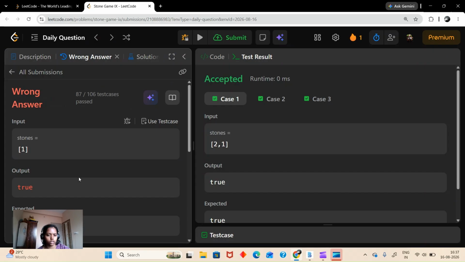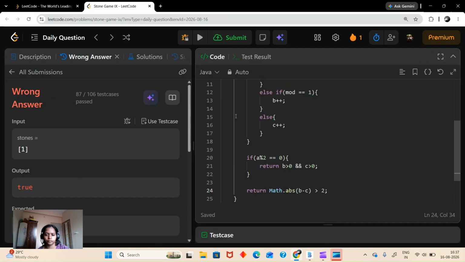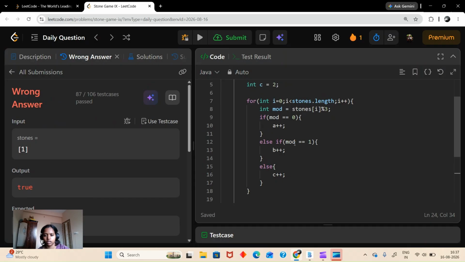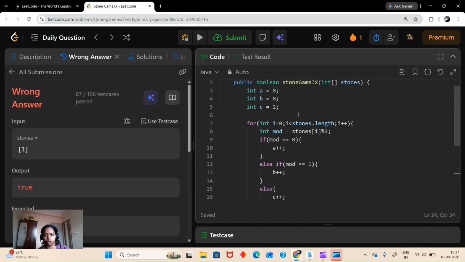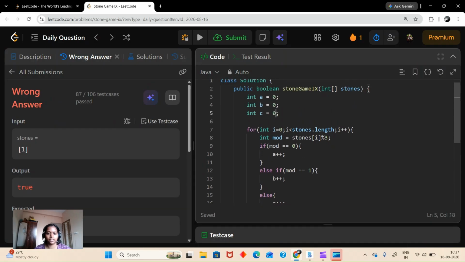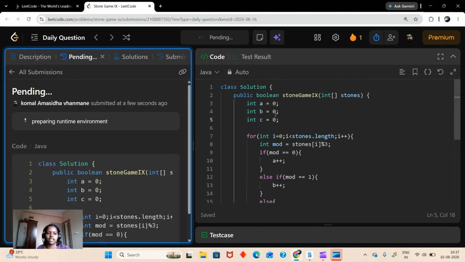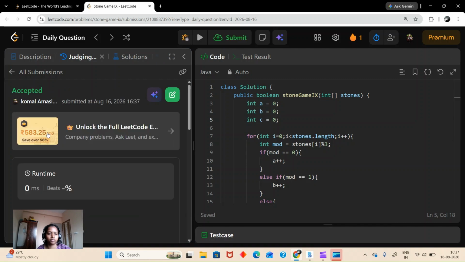Okay, let's see this. I have 1. Output is true, expected is false. Oh, c, mistake. c should be 0. How come this test case got passed? I initialized it incorrectly actually. Maybe in those examples there was no 2. Okay, you can see the solution is accepted.